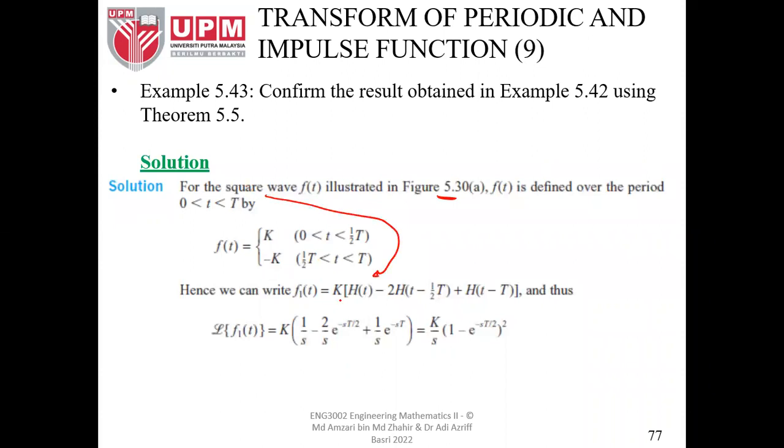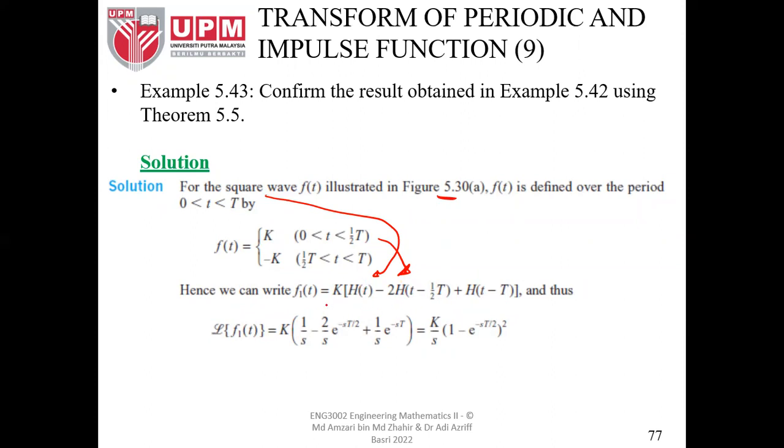So you will get something like this: k h(t) minus 2h(t minus T/2) plus h(t minus T). So when you Laplace this function, this one is based on here, this one is based on here. Remember example 5.36, something like that. So you need to know how to do this one. So you get this function. So you Laplace this one.